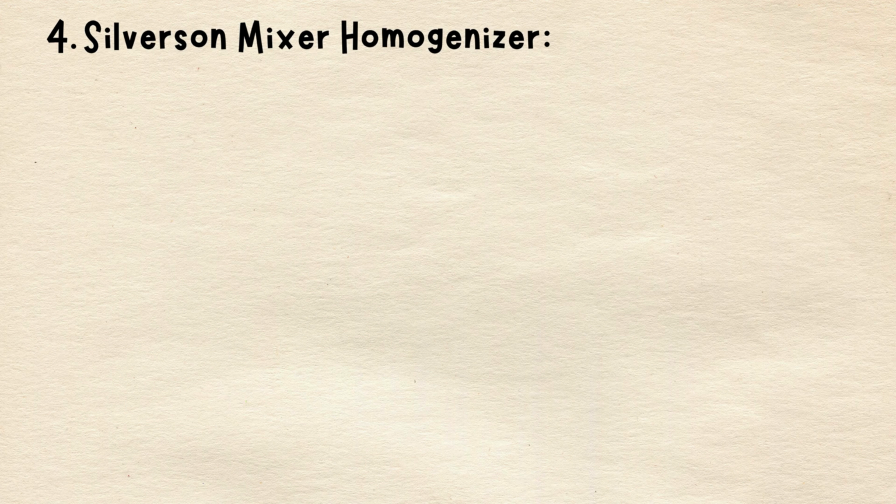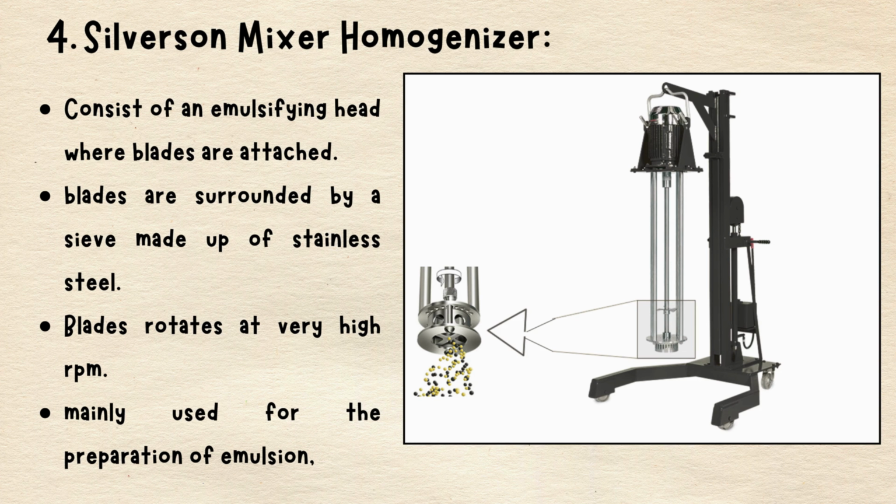Finally, the last one is the silverson mixer homogenizer. The machine consists of an emulsifying head where blades are attached. Those blades are surrounded by a sieve made of stainless steel. Blades rotate at very high RPM. The machine is mainly used for the preparation of emulsion.